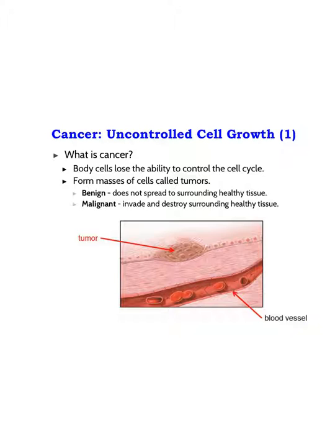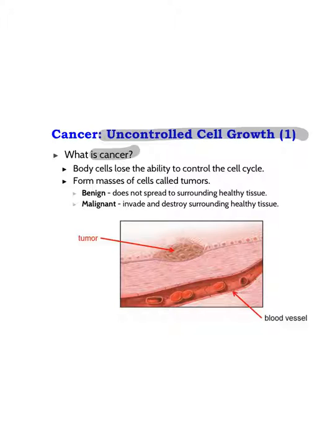So when thinking about the control of the cell cycle, we also need to think about uncontrolled cell growth, or what happens when the cell cycle is not regulated effectively. Now, the principal reason may be that the consequences of uncontrolled cell growth in multicellular organisms can be very severe. And by severe, I mean cancer.